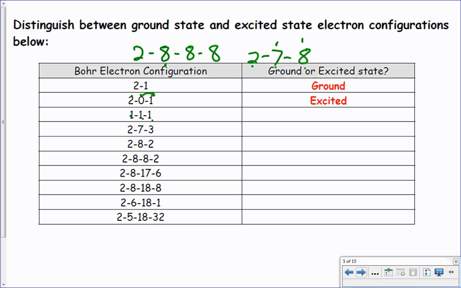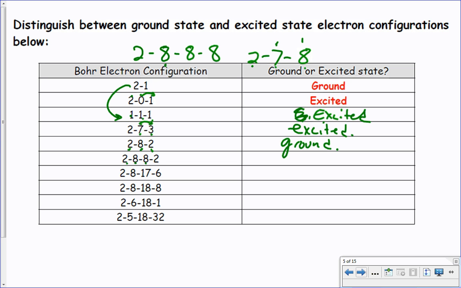1, 1, 1. We learned from our last page that that is an excited version of this because there's 3 electrons. So that is, not ground, excited. That's right. And then so 2, 7, 3. Well, this number should be 8 before this goes to 3, correct? So there was 1 here and it jumped up. So that is excited. 2, 8, 2. Okay, this is full, then this isn't. That's okay. The valence doesn't need to be full. That's ground. Okay, because I filled it up.